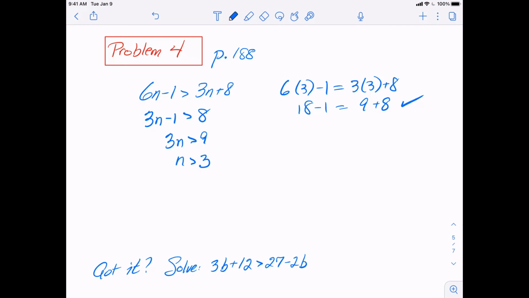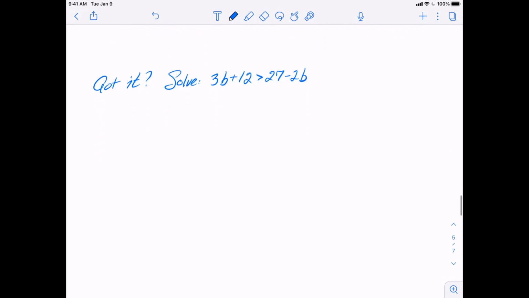Now, let's take a number n that is greater than 3 and see if that solves the inequality. I'll pick 10. So 6 times 10 minus 1 greater than 3 times 10 plus 8. This would be 60 minus 1 is greater than 30 plus 8, this is 59, is greater than 38, which checks, so we got it right. Once again, work out the got it problems while you stop the video, and then restart to see the solution.